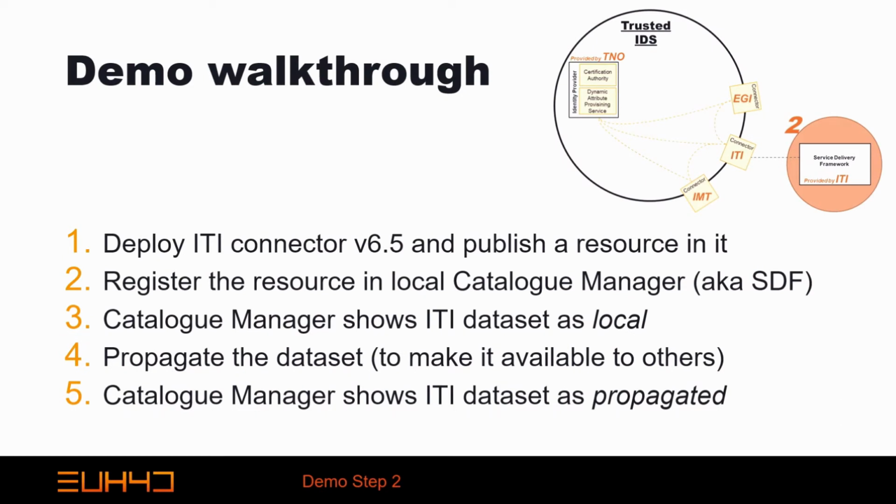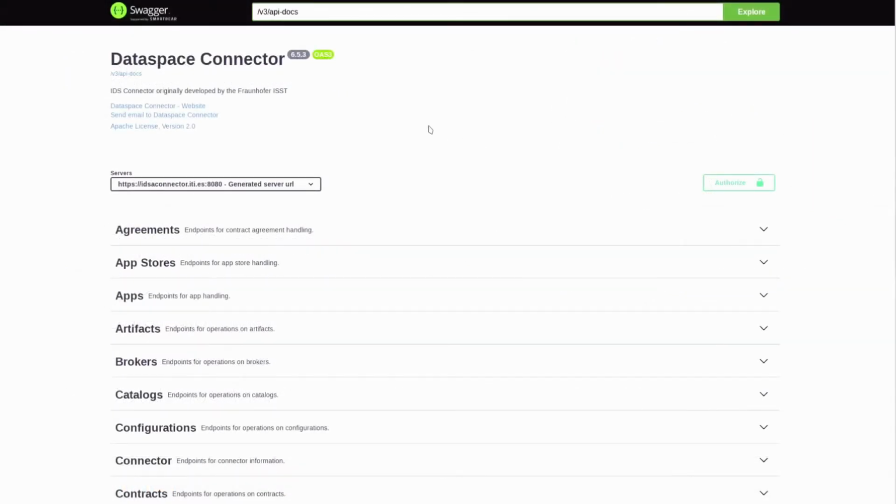In this step, we'll demonstrate how ITI uses an IDS connector to publish a dataset and how then it makes it available to the entire EU Hubs for Data Federation using the Catalogue Manager. This is the OpenAPI specification of the Dataspace Connector version 6.5 shown using its Swagger UI. Through this connector, we're going to share an IRIS dataset with the rest of the EU Hubs for Data Federation.